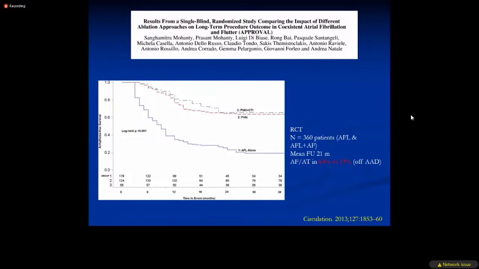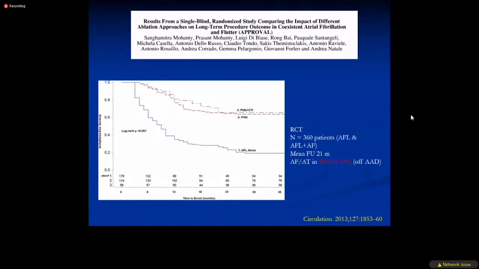Because flutter is a manifestation of a fibrillatory syndrome. What do you do in the lab to induce flutter? You do burst pacing, you do fast pacing. This is what happens clinically: you have a short burst of AFib that organizes quickly into flutter. And I think the data are much clearer now.